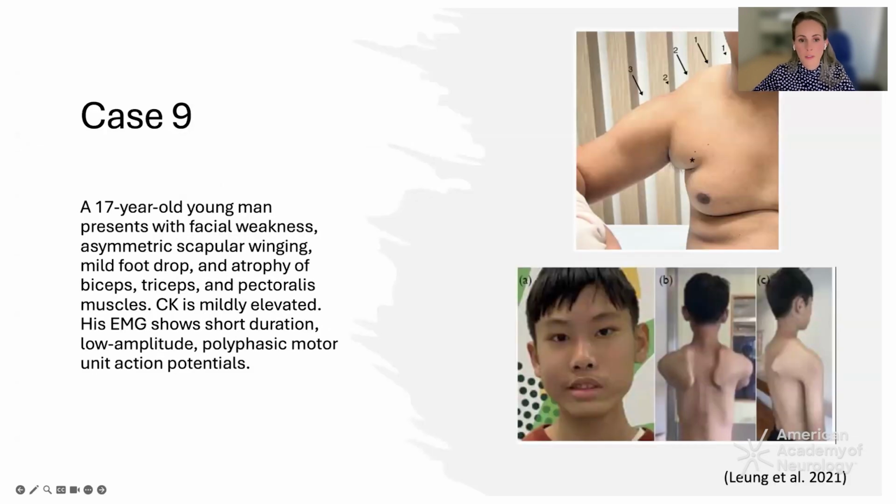Case 9 is a 17-year-old young man who presents with facial weakness, asymmetric scapular winging, mild foot drop, atrophy of the biceps, triceps, and pectoralis muscles. His CK is mildly elevated. His EMG shows short duration, low amplitude polyphasic motor unit action potentials.